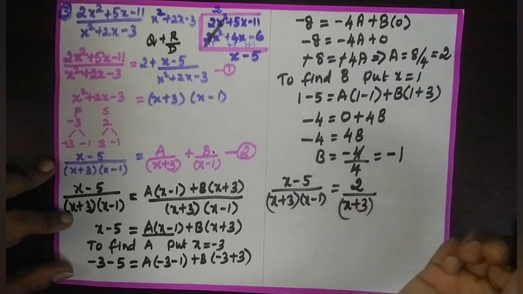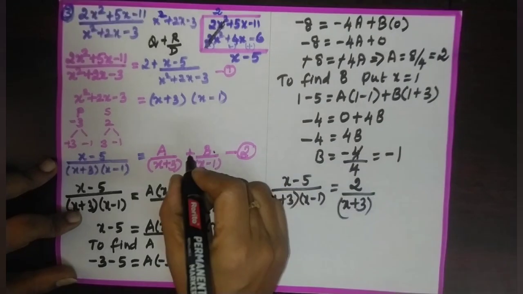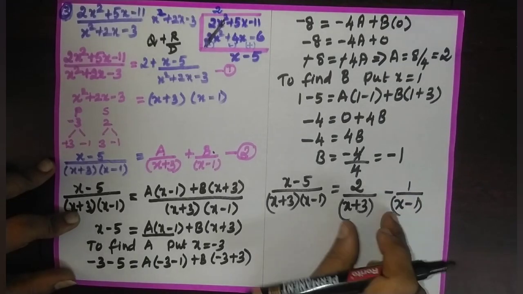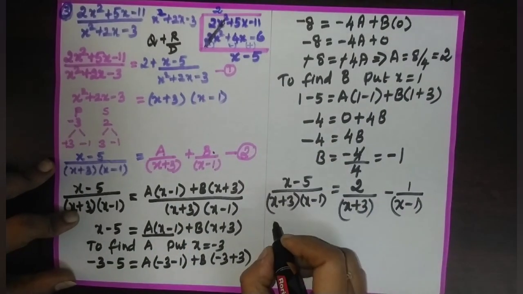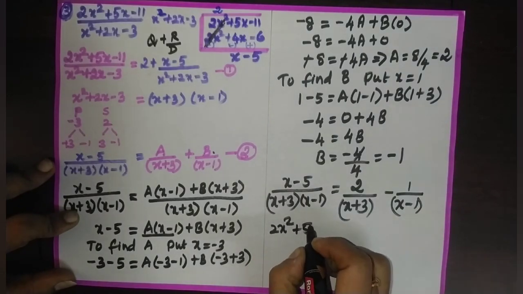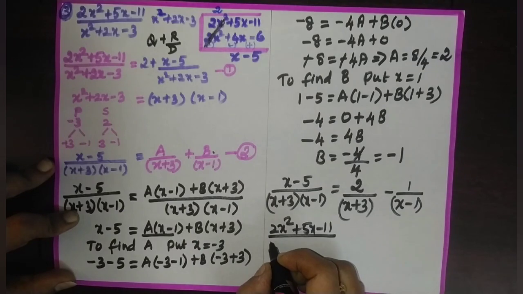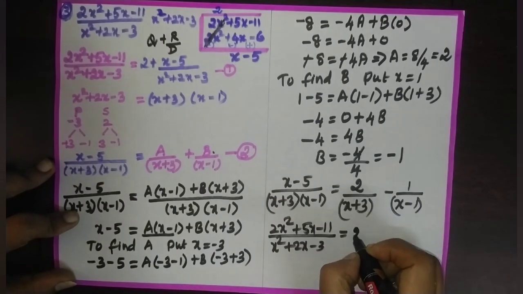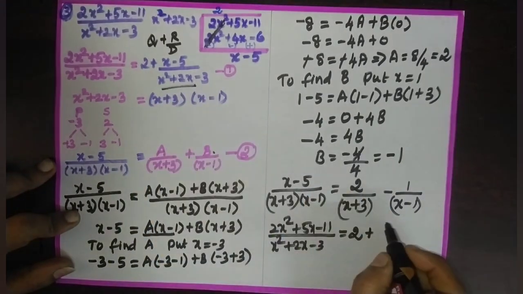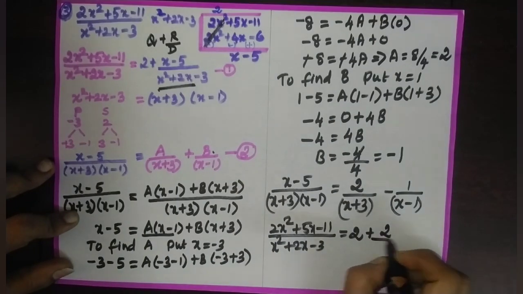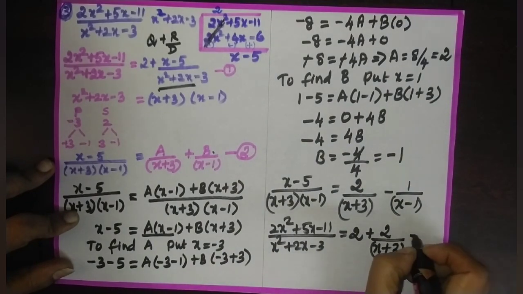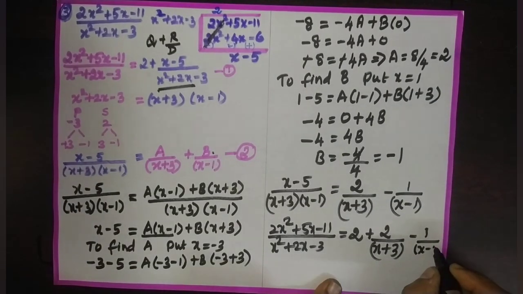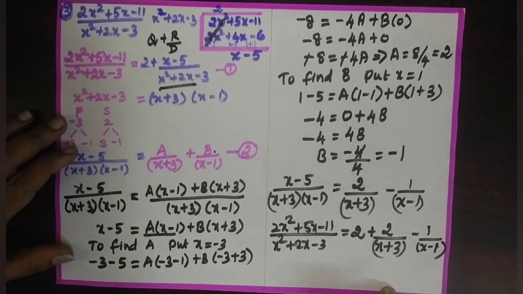In the place of b, substitute minus 1. Then we get plus into minus is minus 1 by x minus 1. Now this value we need to substitute in 1. Then we get (2x square plus 5x minus 11) by (x square plus 2x minus 3). Already we have 2 as a quotient. Write as it is. In this place we need to substitute 2 by x plus 3 minus 1 by x minus 1. Have you understood, children?